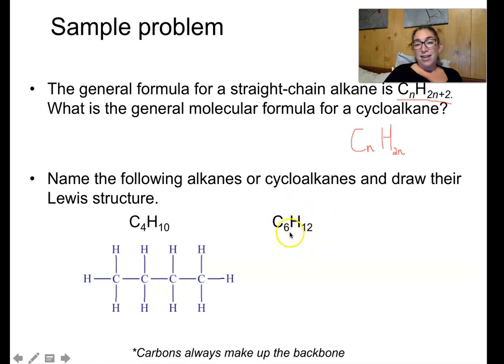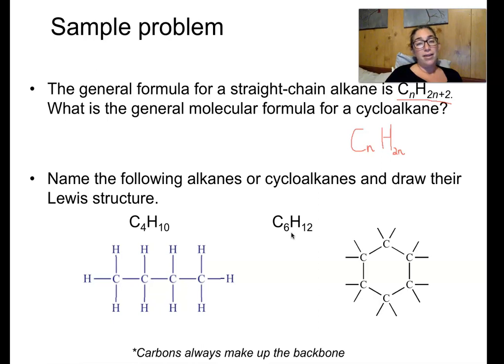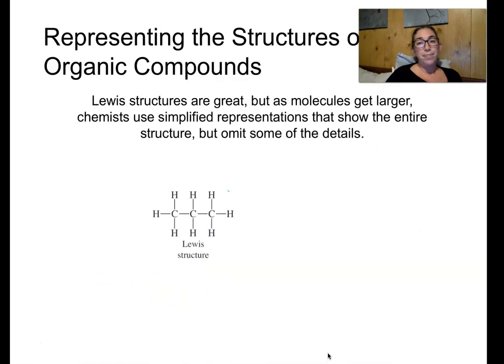cyclohexane right here. It's got 6 carbons, and we're going to draw them connected in a ring, in a cyclic structure, so they look like a hexagon shape. And each of those carbons is going to have 2 hydrogens attached to it, so the Lewis structure would look like this. So always remember with organic molecules that carbon makes up that backbone, the center, and then the hydrogens are always on the outside, on the periphery.